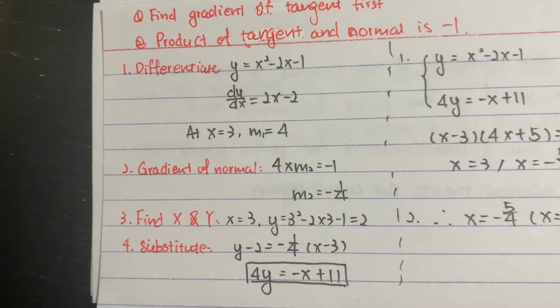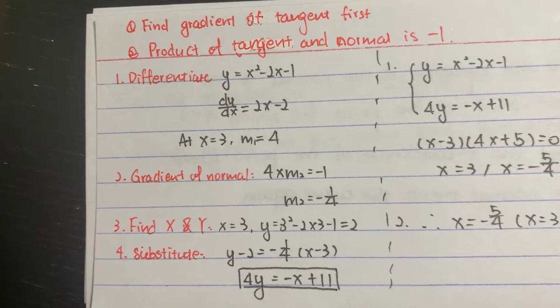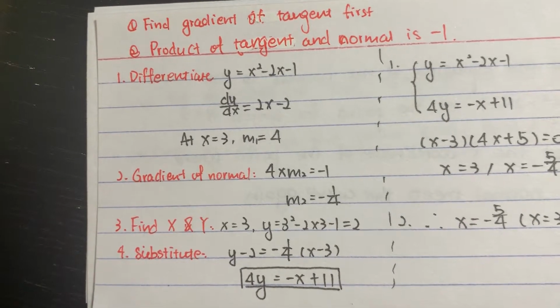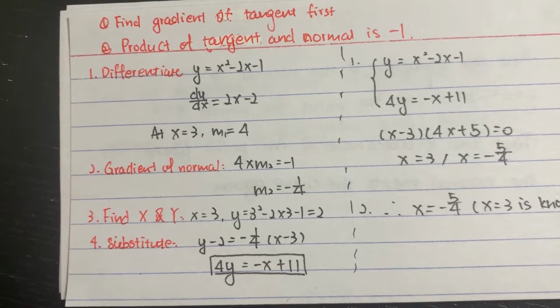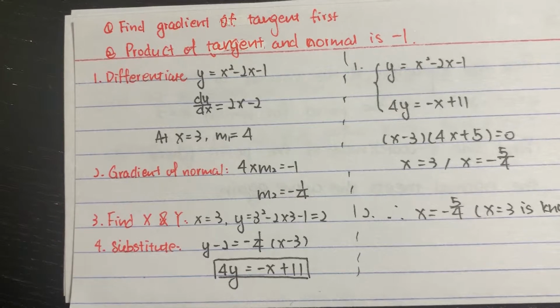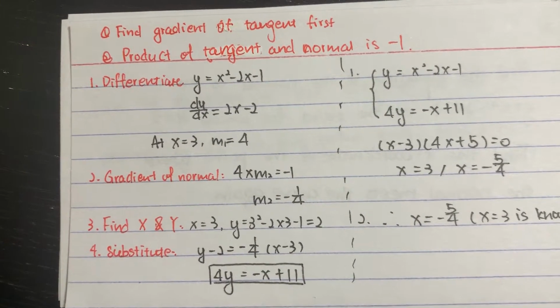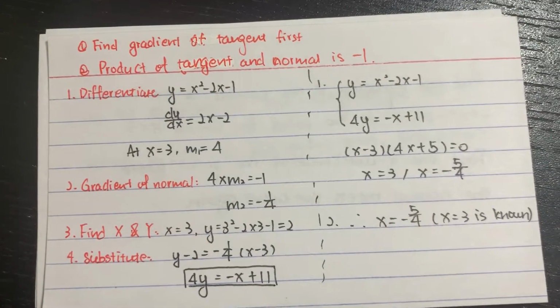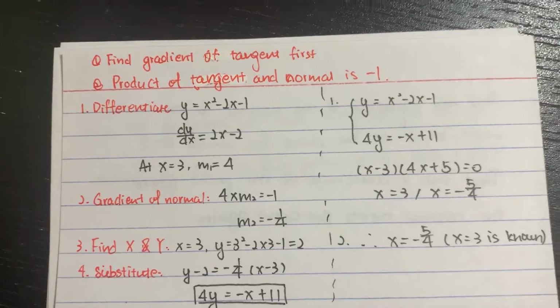And then you find x and y again, substitute them back, and that gets you to 4y equals -x plus 11. And then the second point where it will meet the curve again. Now you have two equations, so you set up simultaneous equations and solve. Because we already know x equals 3, we use the other solution, which is -5/4.